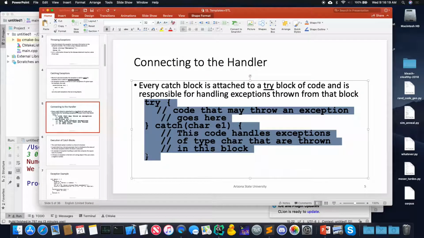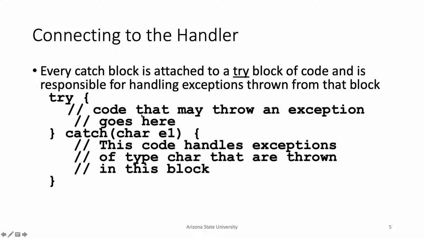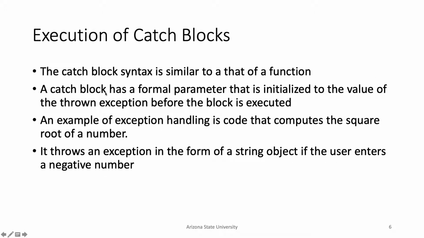Okay. So this is basically how exception handlers work. You have a try statement, then one or more catch statements, depending on what exceptions you want to handle. It's just similar to a function, open curly brace, close curly brace. So the catch block has that one parameter, which is the object of some type that could be thrown at some point.